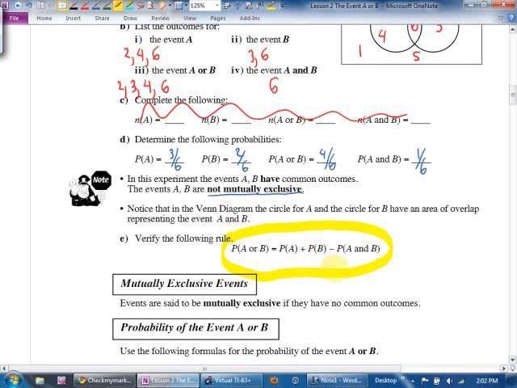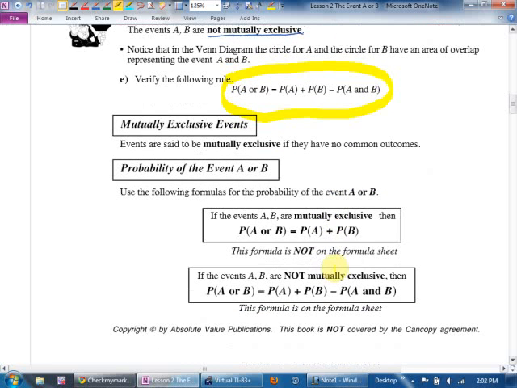So here are our key ideas so far. Events are said to be mutually exclusive if there is no overlap in the Venn diagram. And OR means add, except we have to subtract any overlap because we'll have counted it twice. I'm going to put a box around this one, remembering that the upper equation is a special subcase. In other words, if this is true, then you know they're mutually exclusive.